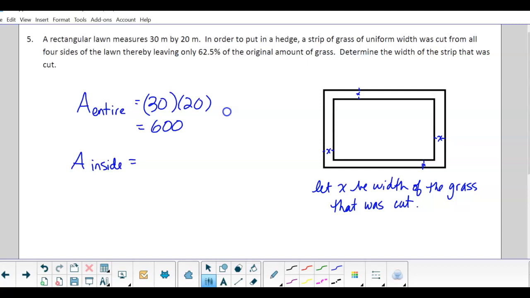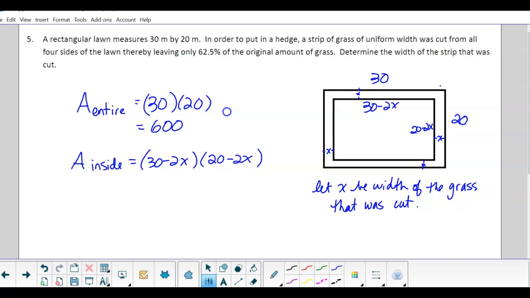Well, what's the area of the inside? We need length times width. So this whole thing was 30, and this was 20. If that whole thing is 30, and I'm subtracting this x and this x, then that's going to be 30 minus 2x. Here, this is 20 minus 2x. So the area of your inside is going to be that, whatever you get when you multiply through. You can do it now or you can wait.